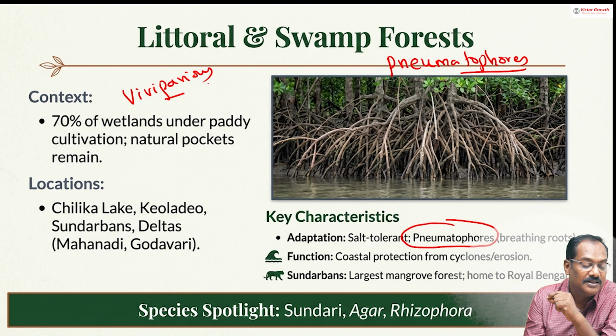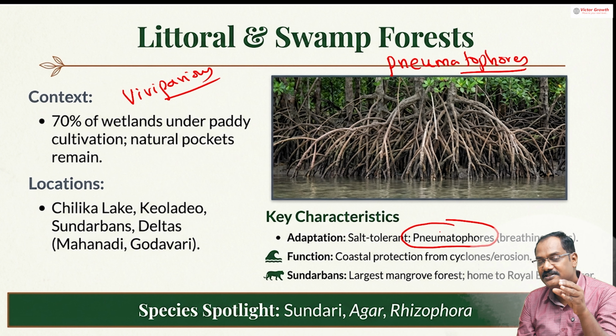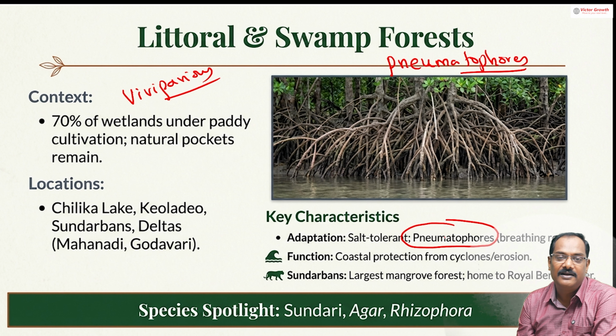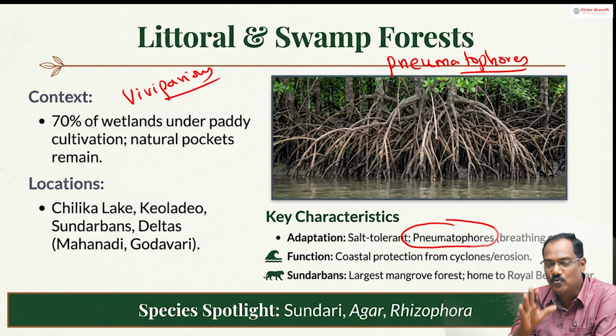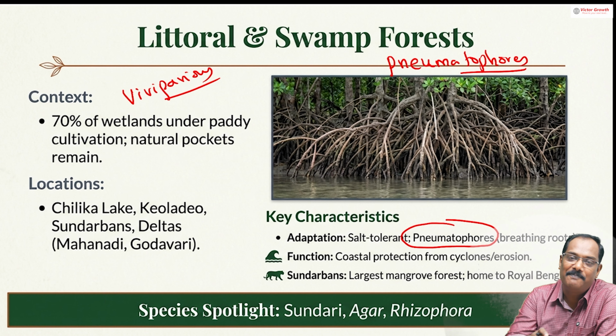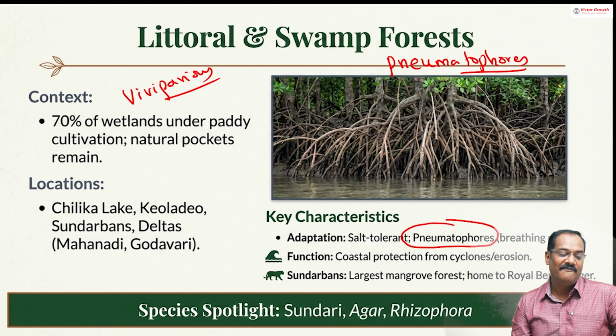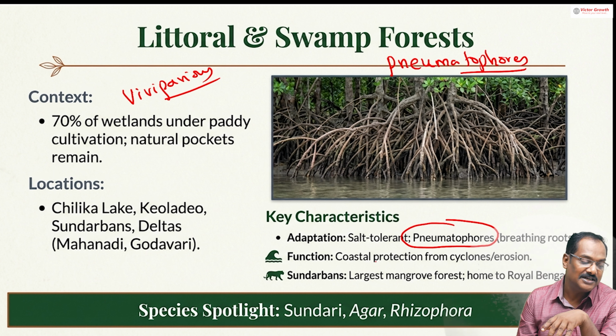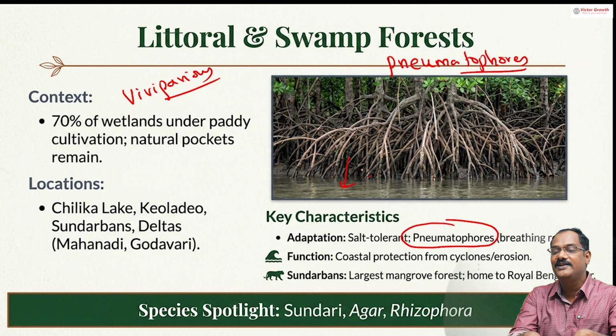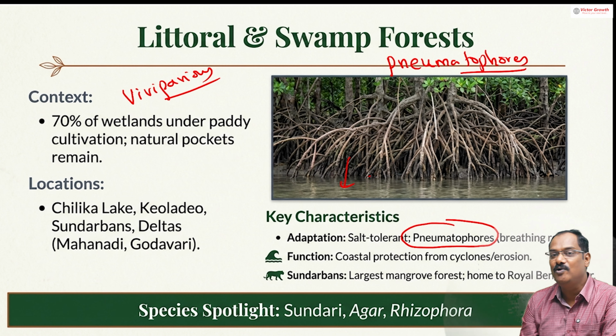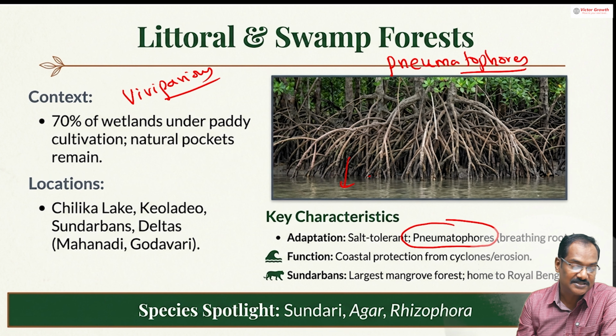Viviparous. That means the seeds in the parent plant will start germinating. They'll start having roots and all when they are still with the parent itself. It is not falling down. The seeds will start germinating with the parent itself. That is a little different. That is viviparous, because these are in the marshy land. So when they fall down, they'll quickly fix themselves and start growing. So mangrove forests are an example of viviparous.